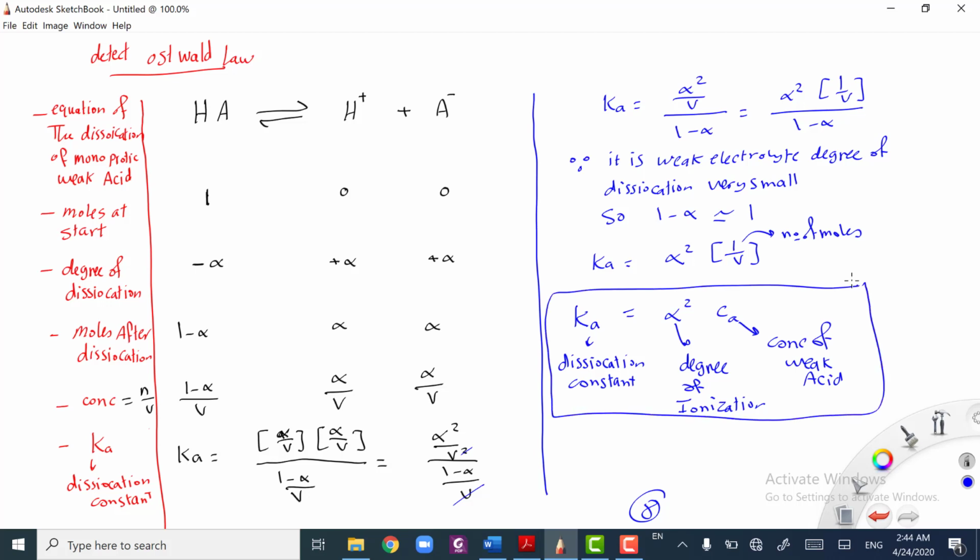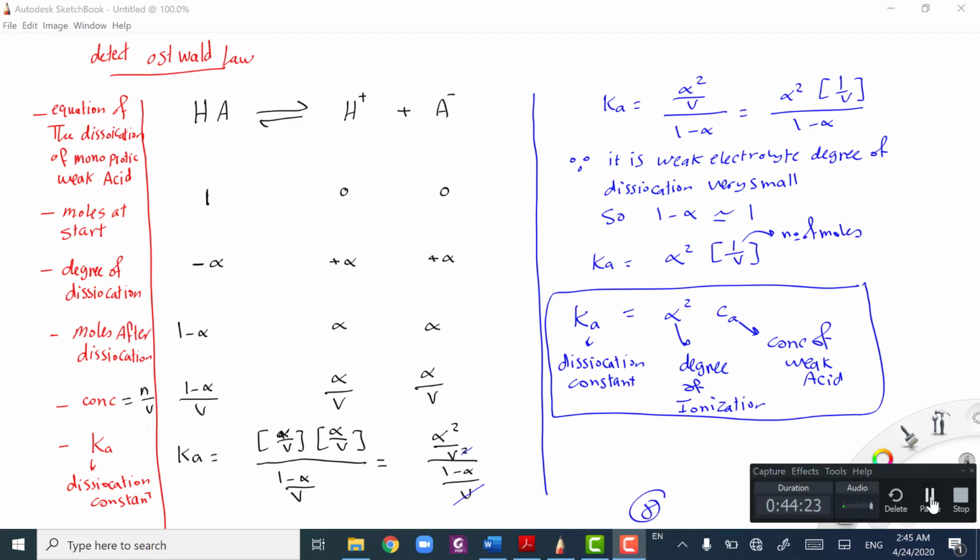Okay, we have two more derivations, Alhamdulillah. These two derivations are still very important for Al-Azhar, so take care, and they are also very important for the general secondary certificate problems. Two derivations for the applications on Ostwald law.